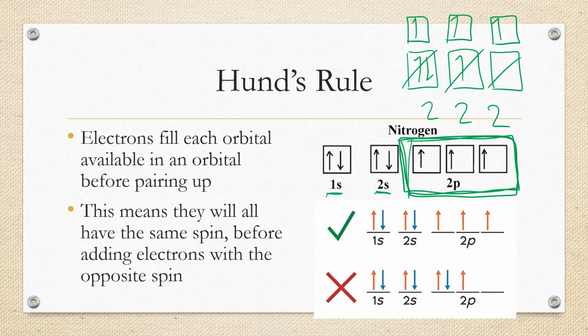So if I have 5 electrons, after I do these 3, then I can fill in my last 2 going in the opposite direction. So you can see that presented in this bottom picture here. Do not pair up right away. You have to do 1 electron per orbital before you can start pairing up.